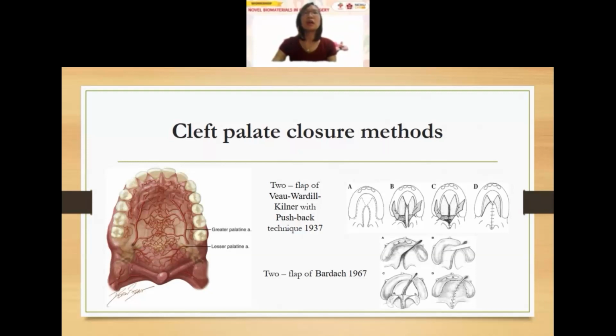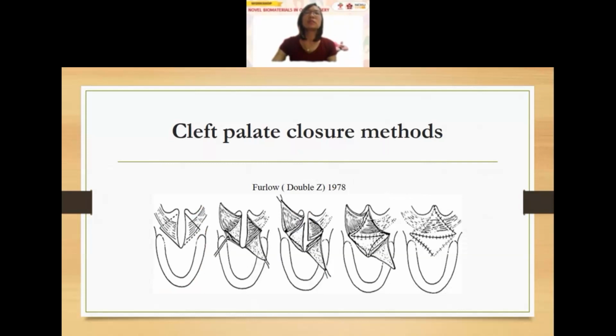In my hospital, I usually use this technique to perform palatoplasty every day. And another method we often use is the double Z or Furlow technique in 1978. In this technique, we make double Z flaps, and this makes the soft palate flap able to be shifted, making the short palate become longer.